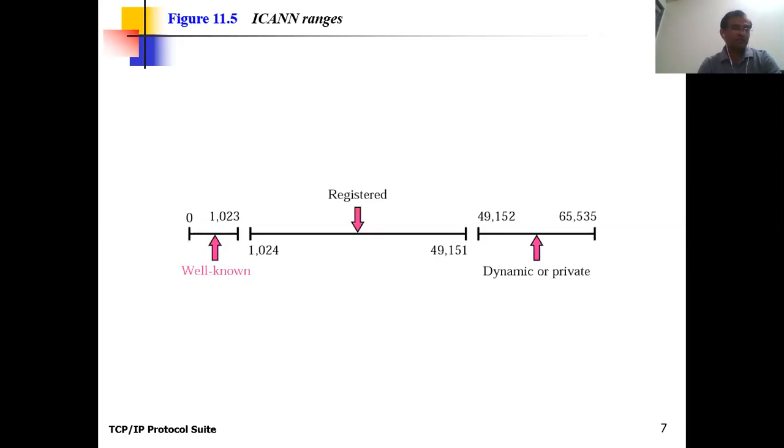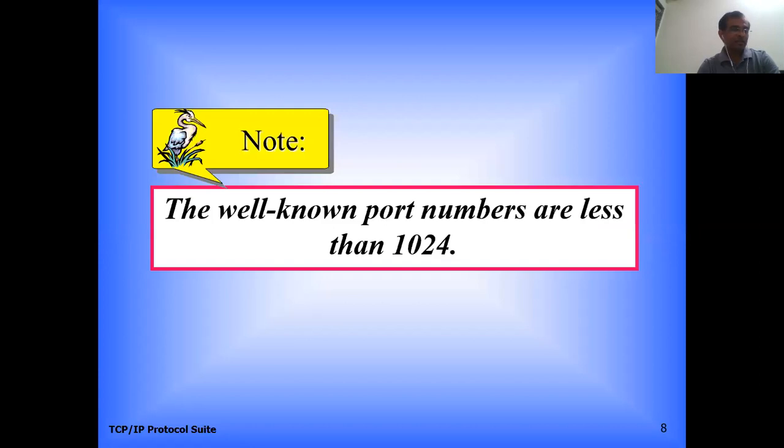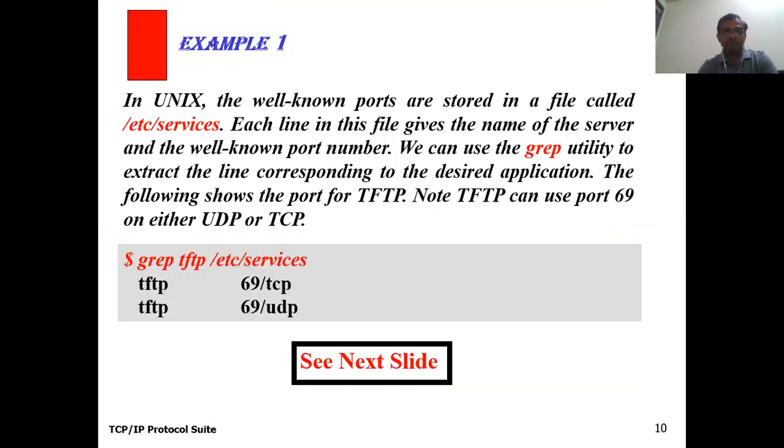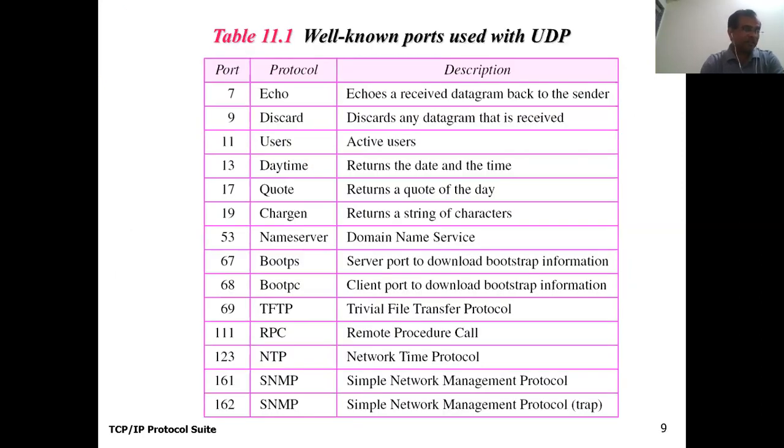There are various applications using well-known ports, like, let's say, Echo is 7. Then, more importantly, SNMP, SMTP, and so on. So there are various port numbers which are already reserved for special types of purposes, and they are well-known port numbers, right?